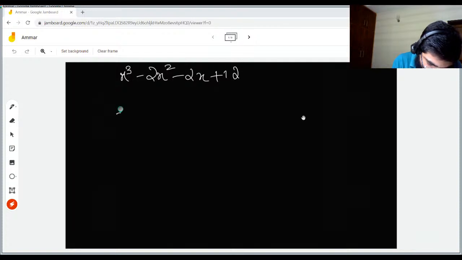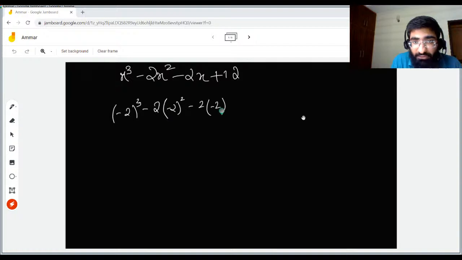So it becomes minus 2 cubed minus 2 into minus 2 squared minus 2 into minus 2, and then plus 12. This should come out as 0. If I check, minus 2 cubed is minus 8, minus 2 squared is positive 4. I have another minus 8, then I've got plus 4.